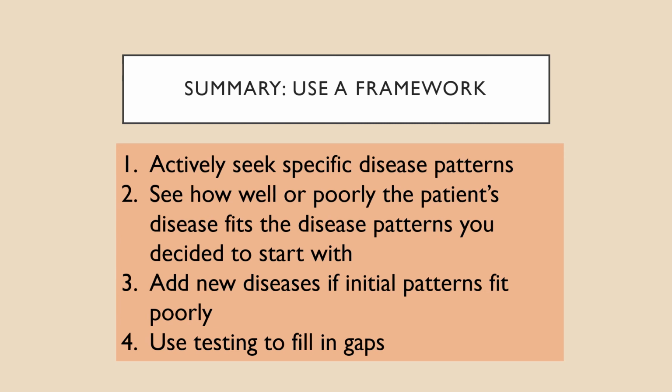To summarize, use the following framework when approaching an undifferentiated patient. 1. Actively seek specific disease patterns. 2. See how poorly or well the disease pattern of the patient in front of you fits the diseases you decided to look for. 3. Add new diseases if the initial patterns fit poorly. 4. Use testing to fill in the gaps of information that the history and physical cannot fill.